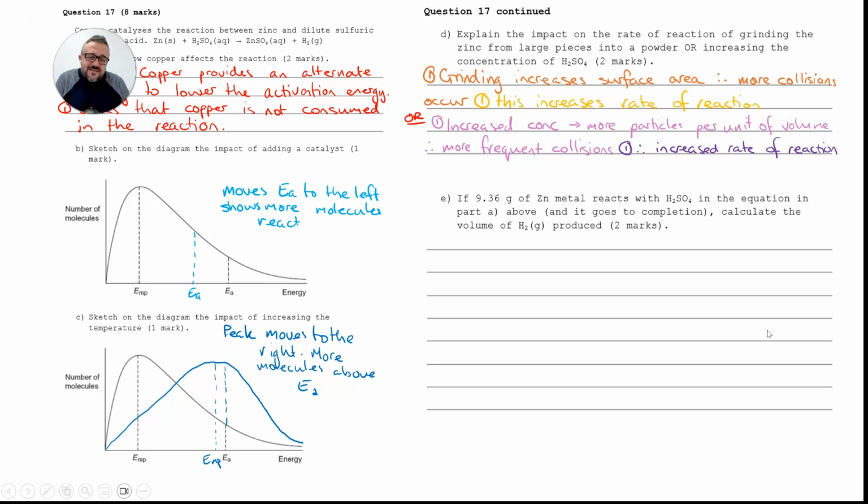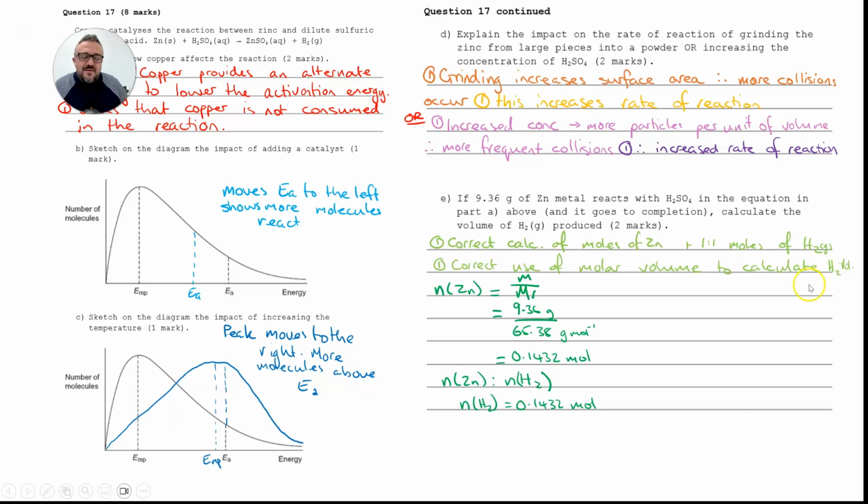Okay, so a calculation question. Fun times. So if 9.36 grams of zinc metal reacts with H2SO4 in the equation in part A above and it goes to completion, in other words, there's more than enough sulfuric acid, calculate the volume of H2 gas produced. 2 marks. Alrighty, first we get 1 mark for correctly calculating the moles of zinc and the 1-to-1 moles of H2. So really you're getting marks for calculating the correct amount of hydrogen gas. You then get 1 for the correct use of molar volume to calculate H2 volume. Okay, so let's have a look, see how this is done.